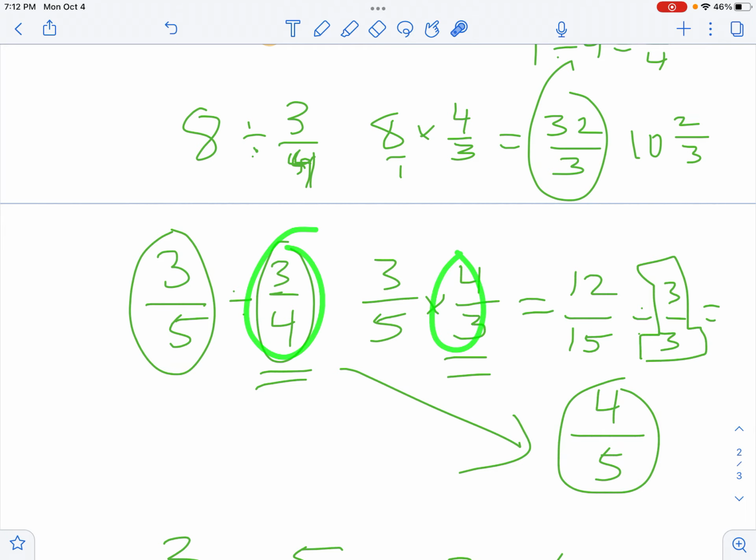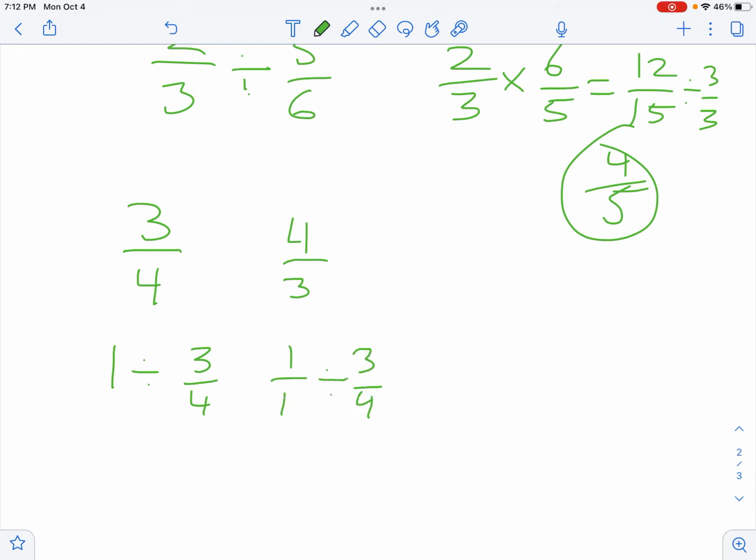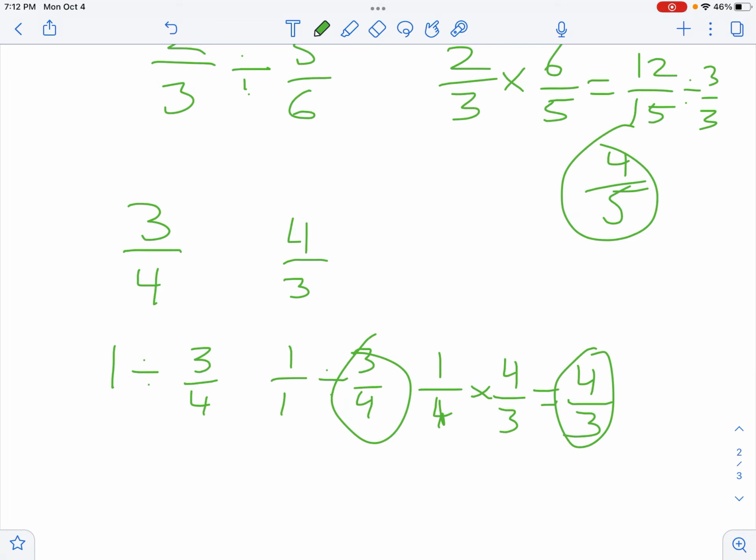So just to show you that 3/4 and 4/3 are reciprocals, I just want to show you this. 3/4 and 4/3. Remember I said that the reciprocal meant 1 divided by that number, so 1 divided by 3/4. So 1 divided by 3/4 is 1 over 1 divided by 3 over 4, which is the same thing as 1 over 1 times 4 over 3, which is equal to 4/3. Okay, so that's where the reciprocal comes from. Basically, you're taking the fraction and changing the numerator to the denominator.